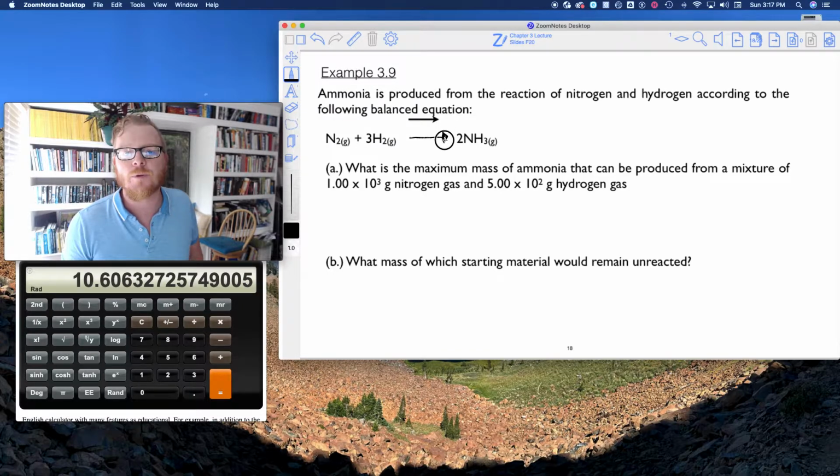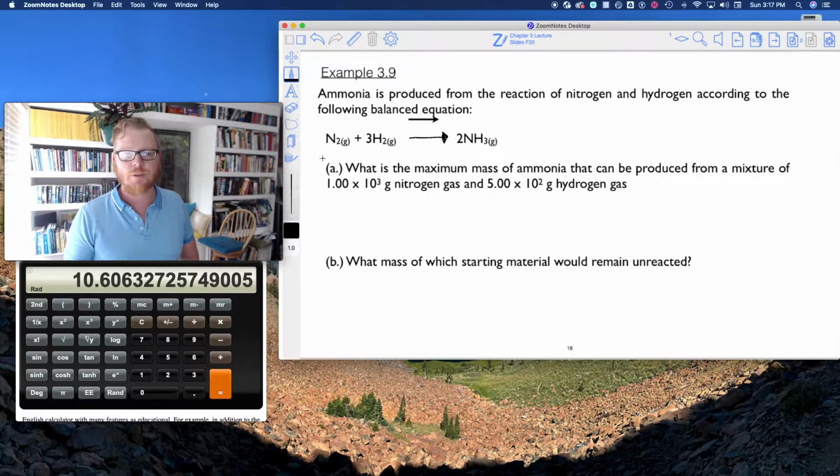Okay, beautiful. All right, so ammonia is produced from the reaction of nitrogen and hydrogen according to the following balanced equation. Okay, so this one was a little bit nicer because there's already a balanced equation. And just kind of confirming really quick, I see 2 nitrogens on this side and 2 nitrogens on this side and 6 hydrogens on this side and 2 times 3, 6 hydrogens on that side. Beautiful.